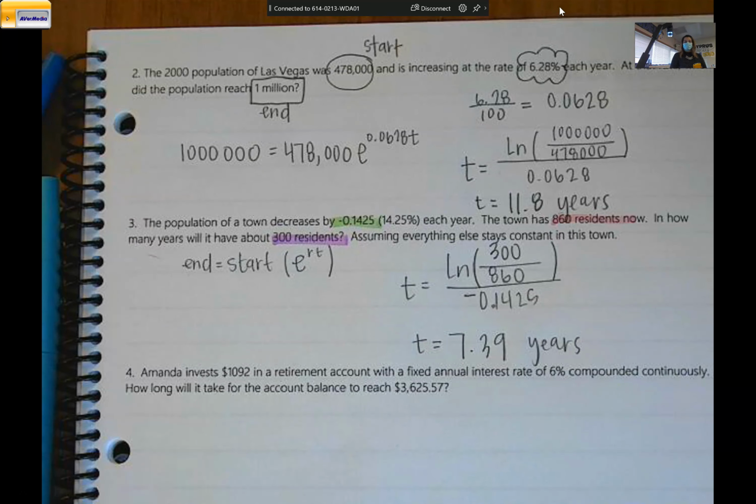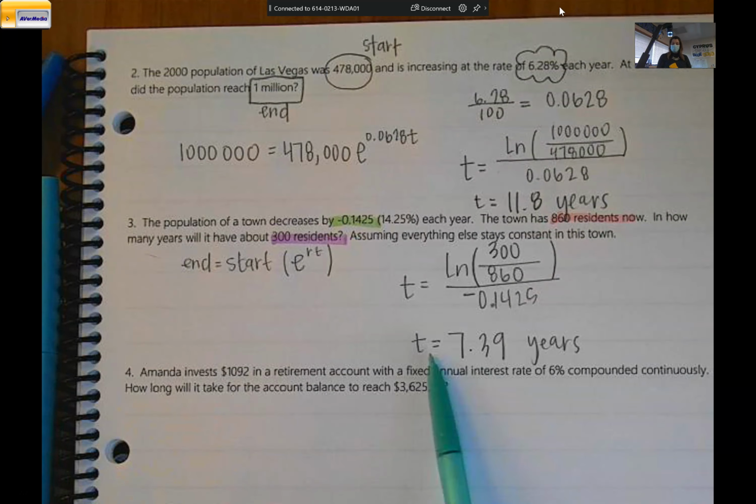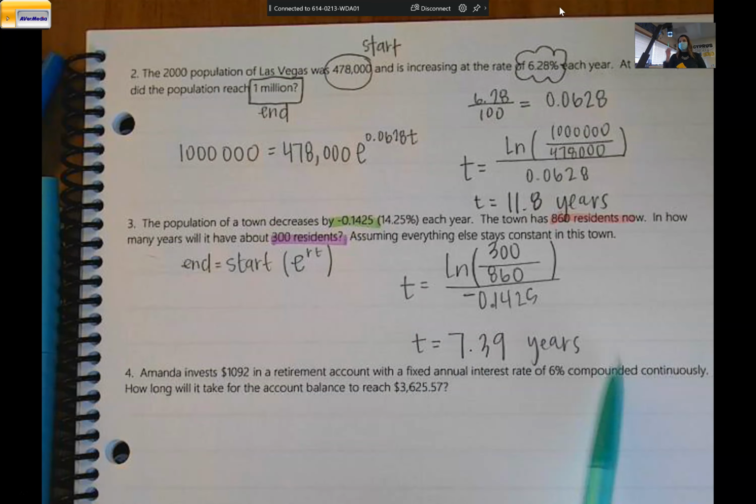I got 7.39 years. In your quiz, it tells you exactly what to round to. So if this would have said the nearest whole, you would just say 7 years.